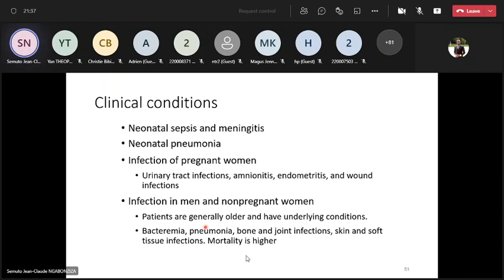So they don't have this. They are also opportunistic, especially in men or non-pregnant women. They can cause bacteremia, pneumonia, and bone and joint infection. They can infect soft tissue, and in this case the mortality is high, as the infection appears to affect people with underlying conditions.